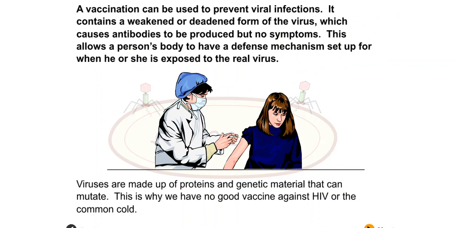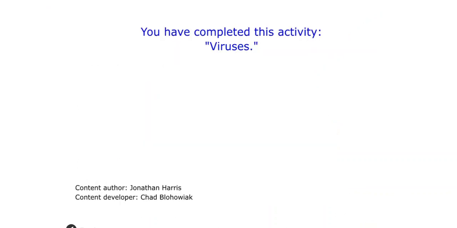So, vaccination can be used to prevent viral infection. It contains a weakened or deadened form of the virus which causes antibodies to be produced but no symptoms. This allows a person's body to have a defense mechanism set up for when he or she is exposed to the real viruses. Viruses, as we have discussed, are made up of proteins and genetic material that can be mutated. This is why we have no good vaccine against HIV or the common cold.